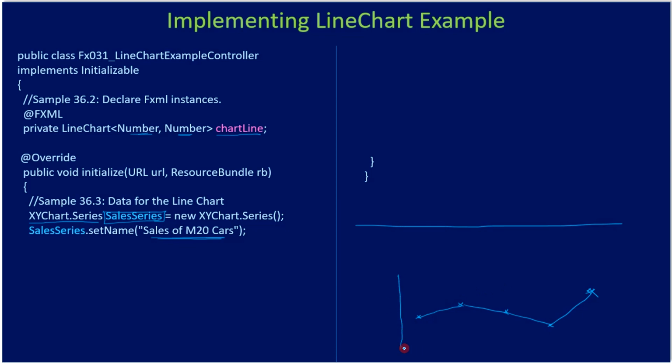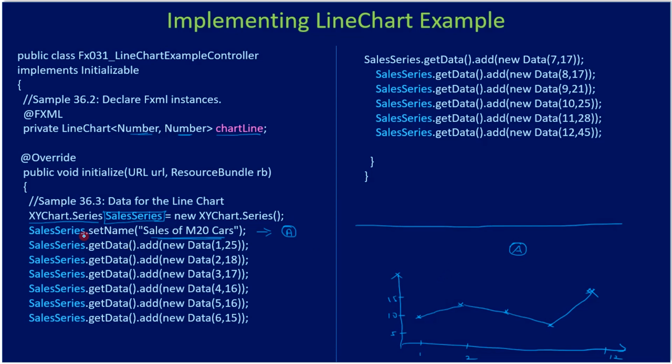We have X and Y axis ready by the fxml designer. In the fxml designer we designed this as month numbers 1 up to 12, and here sales in terms of 1000. Say for example 5000, 10,000, 15,000, likewise it will go. And the name we are giving here is sales of M20 cars. So the title will appear here. So using the sales series we set the name, so that's the name given for this series actually.